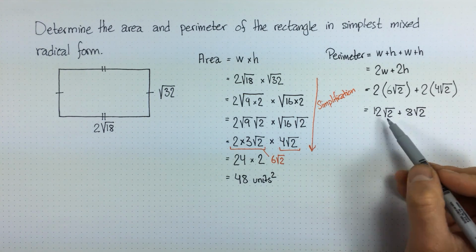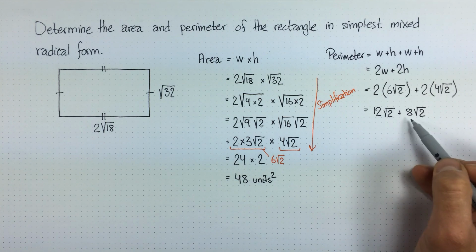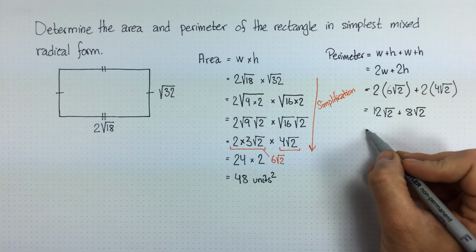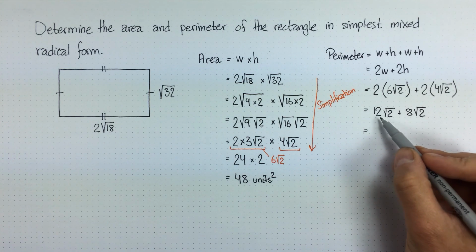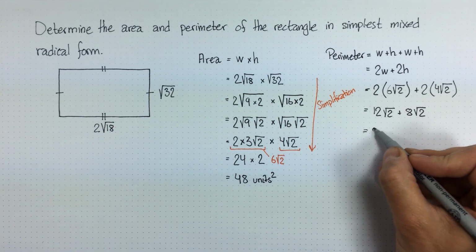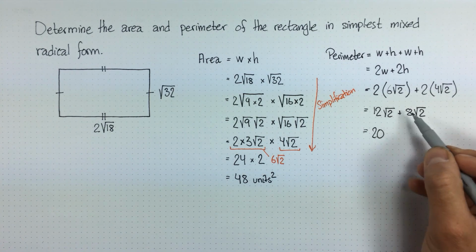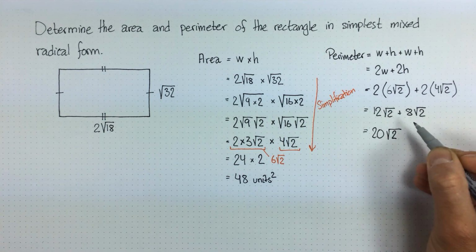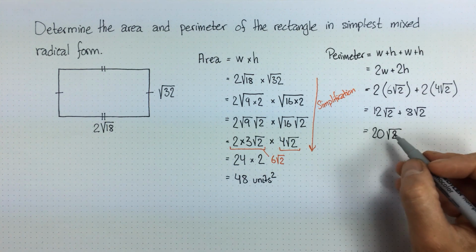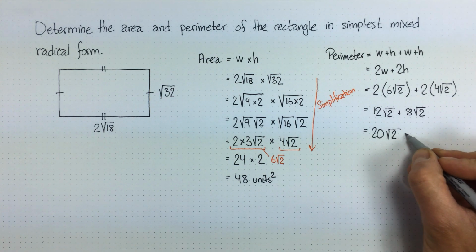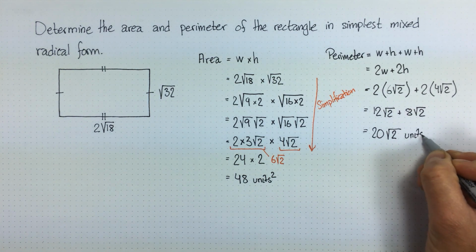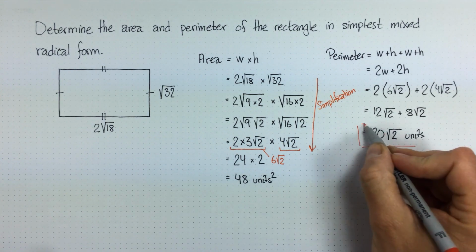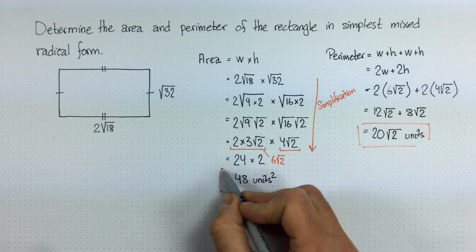Now the last step here is to add these two terms, and because the radicands here are the same, 2 and 2, we can just go ahead and add up the coefficients, 12 and 8. 12 plus 8 is 20. And then when we're adding radicals, we're keeping the radicands. We're not adding the radicands. So our final answer here will be 20 times square root of 2 units. And this is our perimeter. So this is our final answer here. And for the area, we got 48 square units.